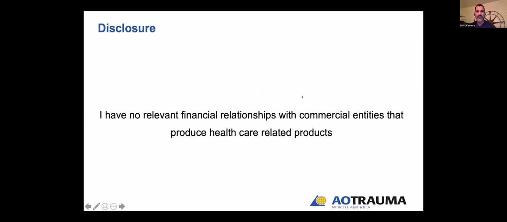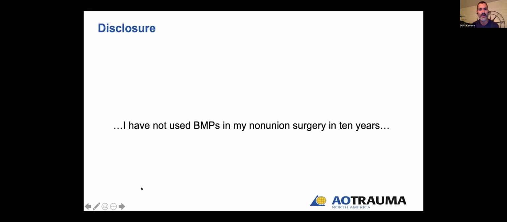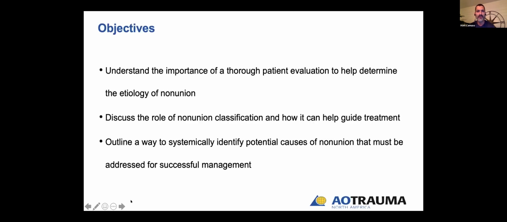I think it's important for you to understand initially how we think about and approach these issues. I don't have any relevant financial relationships to communicate to you with regards to this topic, but I will tell you that I haven't used BMPs in my nonunion surgery in over 10 years. I just haven't found the need for it. I found other ways to manage nonunions using internal fixation, correcting alignment, identifying infection and metabolic abnormalities, and then generating stability with bone grafting using autograft in most cases. Many people, at least historically, thought that BMP was going to be the answer for nonunion surgery. But again, I have almost completely moved away from BMPs, except for rare occasions.